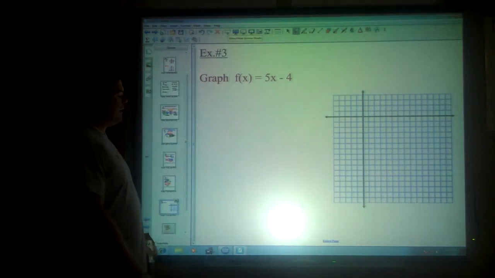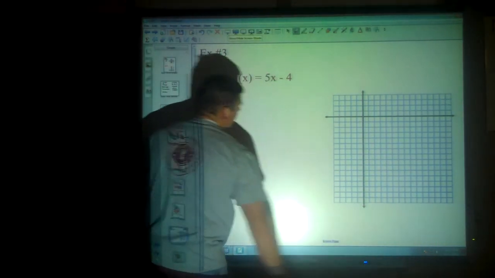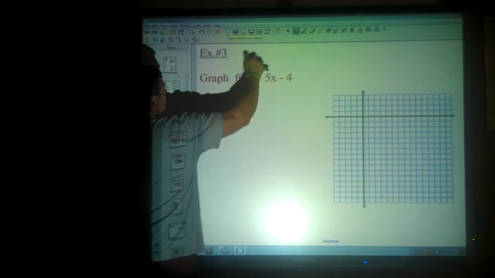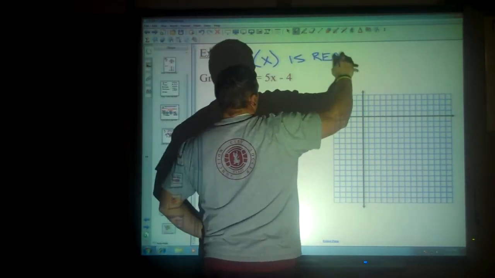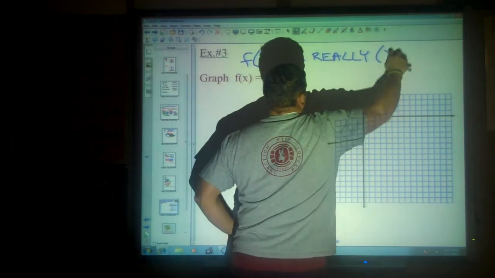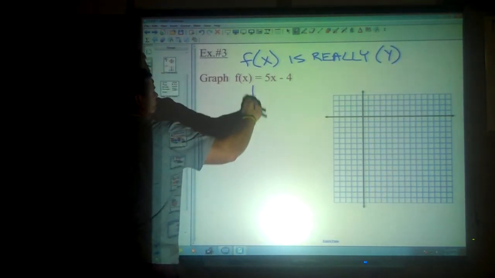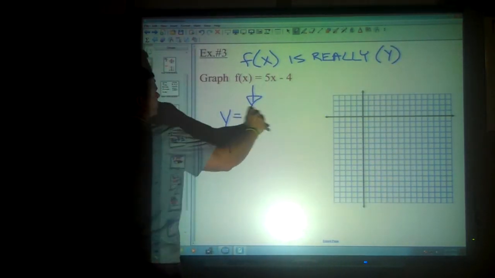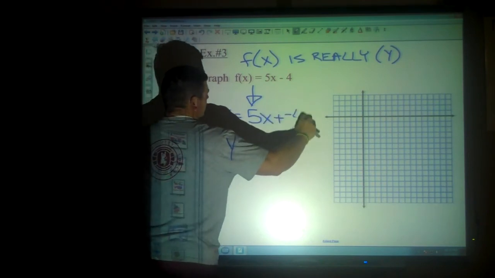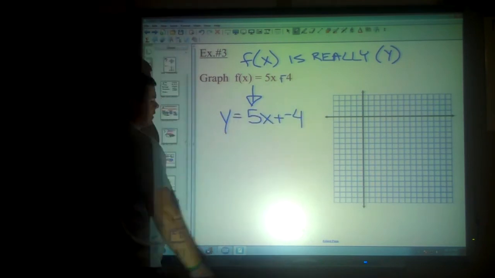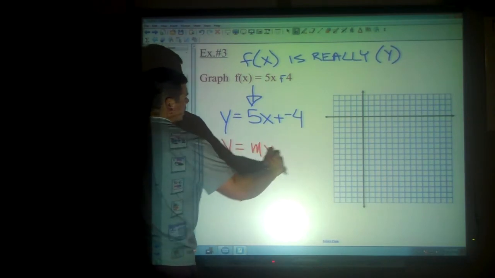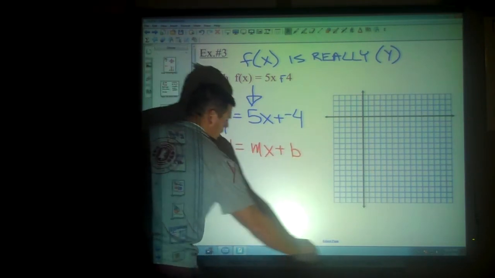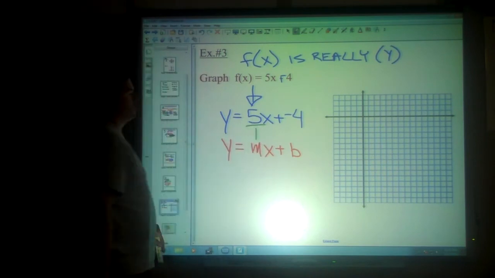Last problem. Graph f of x is equal to 5x minus 4. Well, f of x is really y. So this all becomes y equals 5x plus -4, because I'll change that to plus negative. And it looks an awful lot like y equals mx plus b, which means that 5 is our slope.